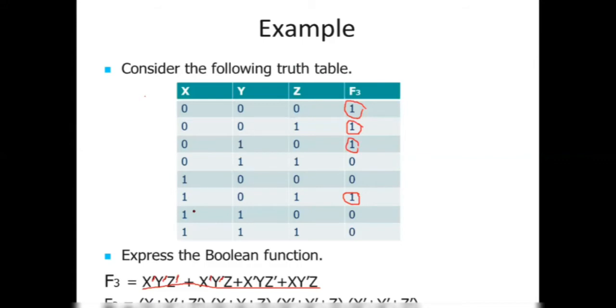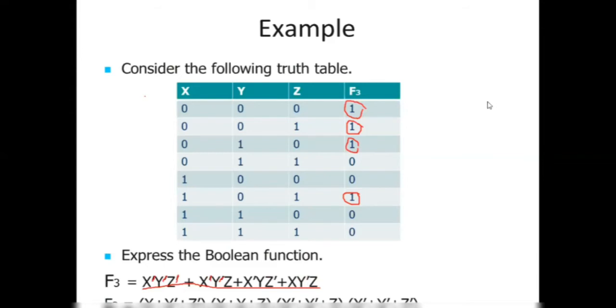There you have x1, y0, so you get the prime or the complement of y, and z is equal to 1. Okay. So using this truth table, you can write F3 as an OR of minterms.